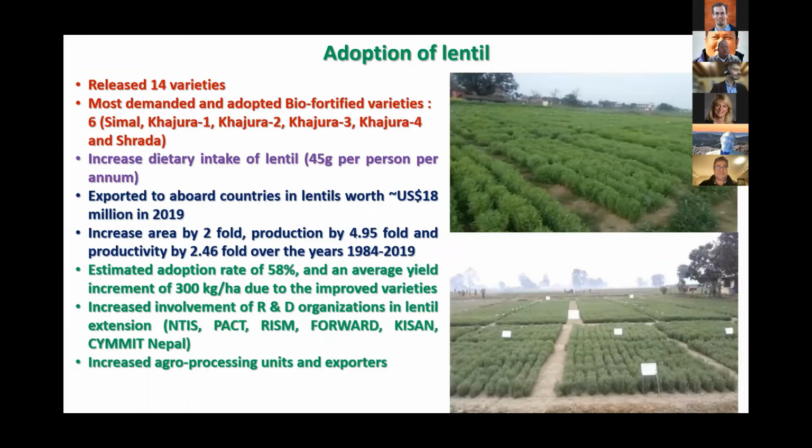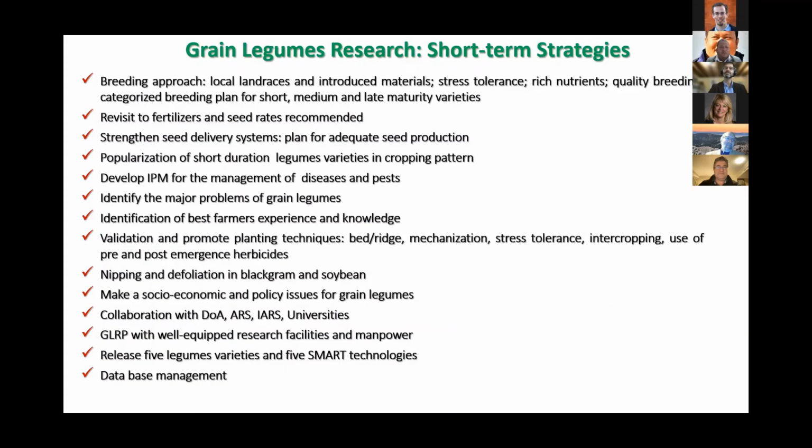And so the adoption was here. The most demanded adopted varieties were 6, and there was increased dietary intake of lentil, and the adoption rate was 58%, with increasing agro-processing units and exporters. Almost finished. We also develop some strategies, short term, medium term, and long term.